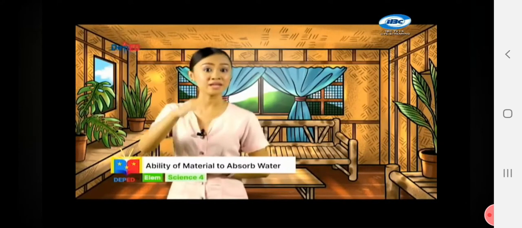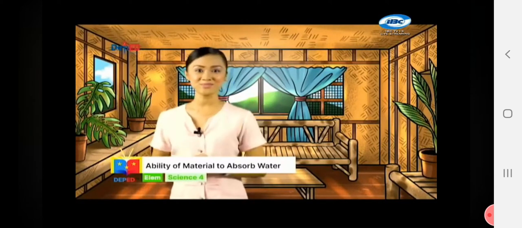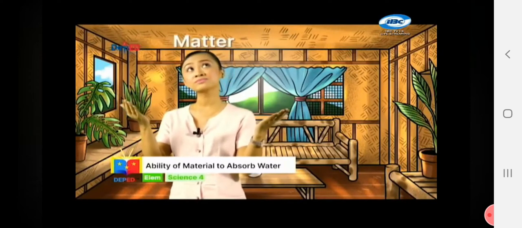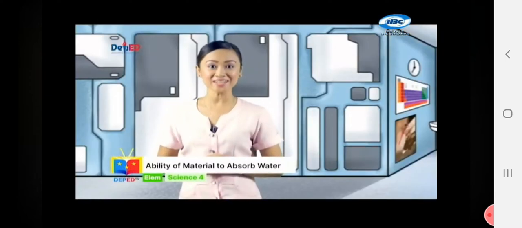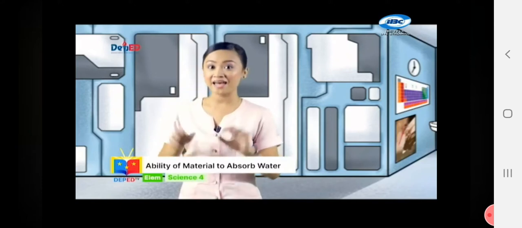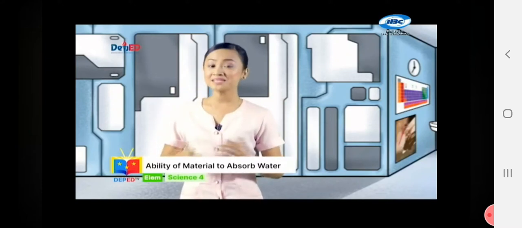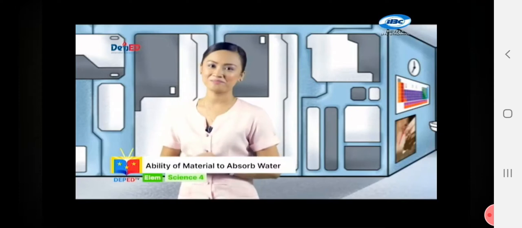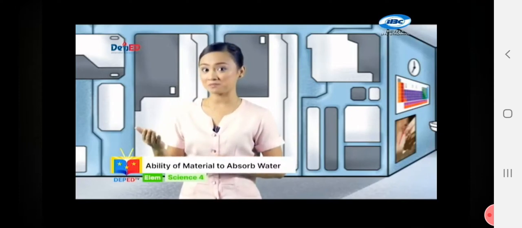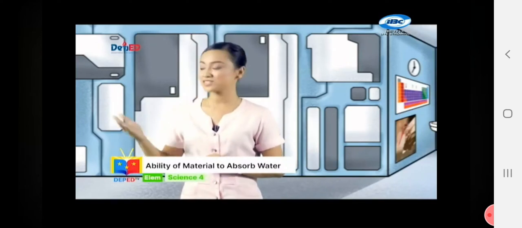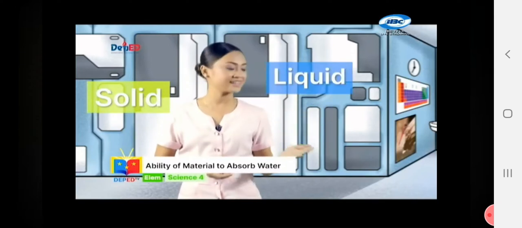These things that we can see, touch, and feel are considered as matter. Can you still remember what matter is? Matter is anything that has mass and takes up space. Everything that you can see and touch is made up of matter. Some examples of matter come in definite shapes and sizes, while some do not. Why does matter come in different shapes and sizes? Well, that's because matter comes in three forms: solid, liquid, and gas.